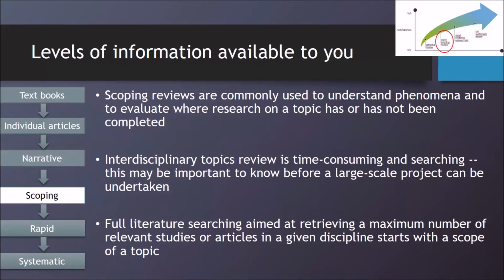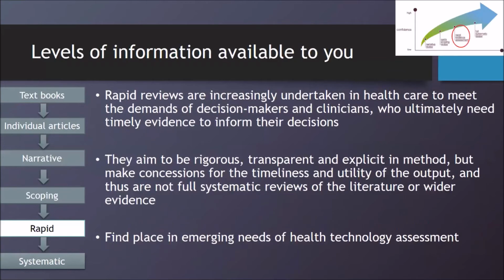Now, full literature searching is aimed at retrieving a maximum number of relevant studies, and this will further increase the scope of a particular topic. So these are the kinds of scoping reviews not seen much in journals apart from disability and rehabilitation. Now this slide shows you about rapid reviews, which you may have never heard of.